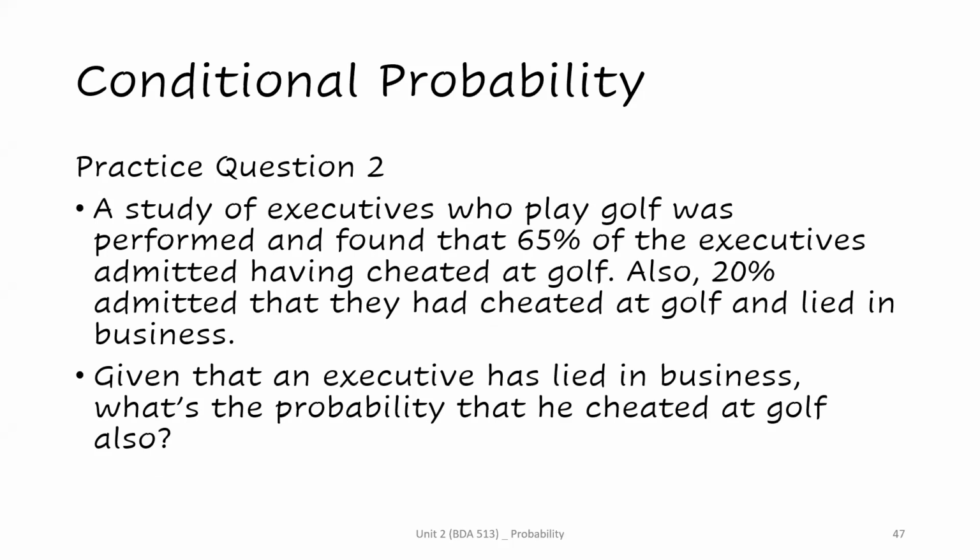Let's solve this question together. The same thing, but now the scenario has changed a bit. So a study of executives who play golf was performed and found that 65% of the executives admitted having cheated at golf. Also, 20% admitted that they had cheated at golf and lied in business. Given that an executive has lied in business, what's the probability that he cheated at golf also? So please work it out and see what your answer will be.